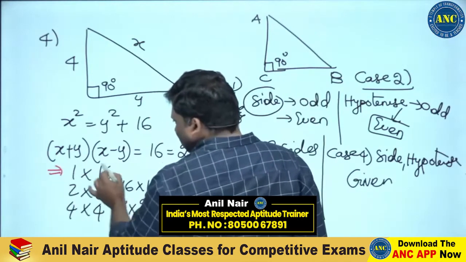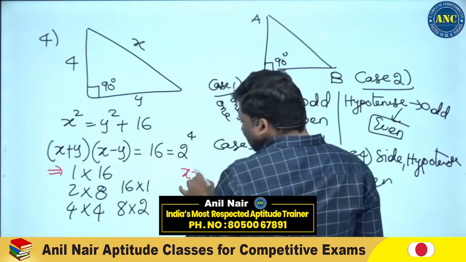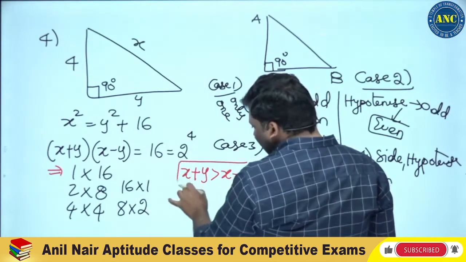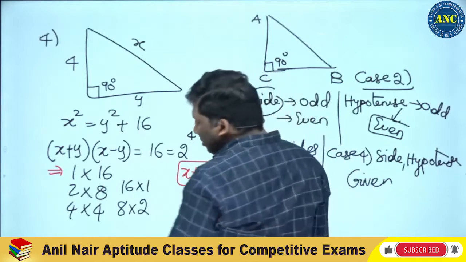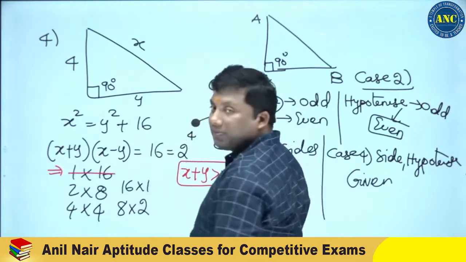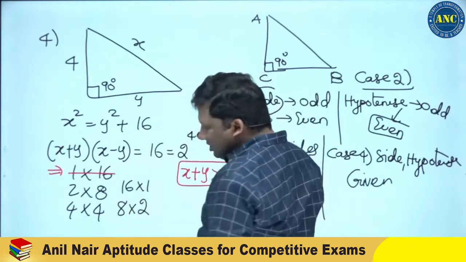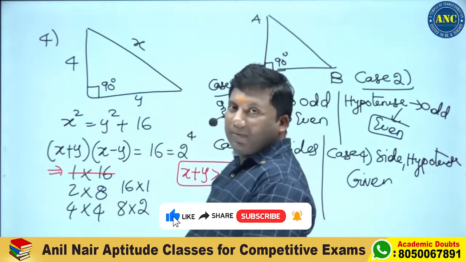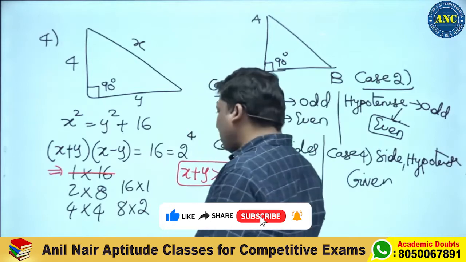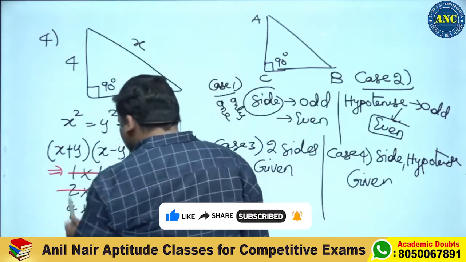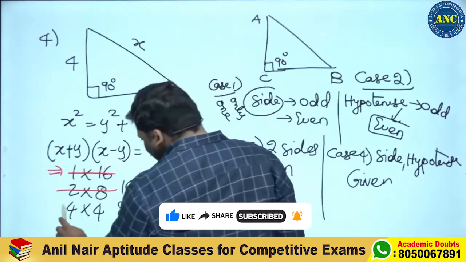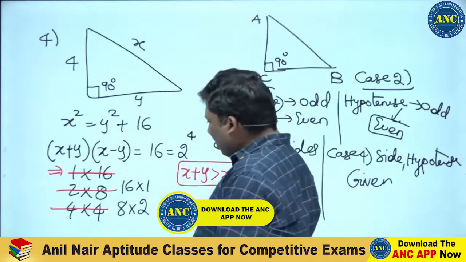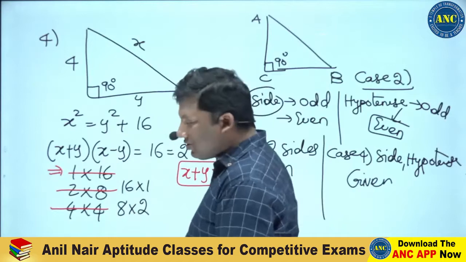First of all, x plus y is greater than x minus y. Sum of two natural numbers is always greater than their difference. So this case we cannot write mathematically. We cannot write 2 into 8, which means x plus y is taking 2 and x minus y is taking 8. If x plus y is equivalent to x minus y, y value will be 0. This we cannot take. That means 2 cases we are getting.